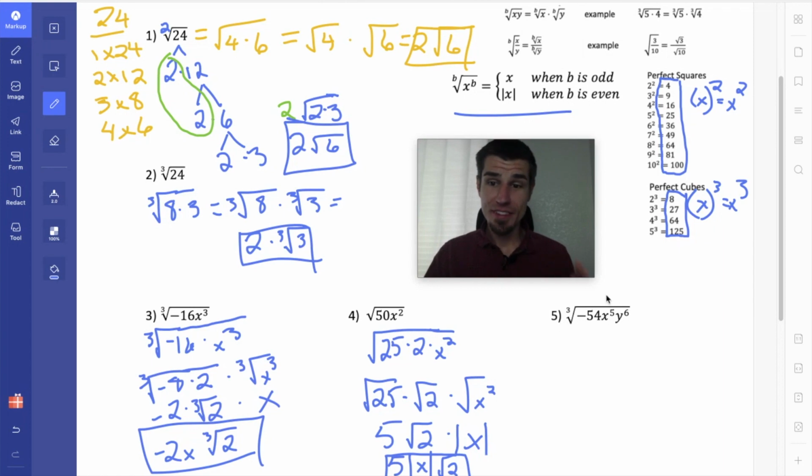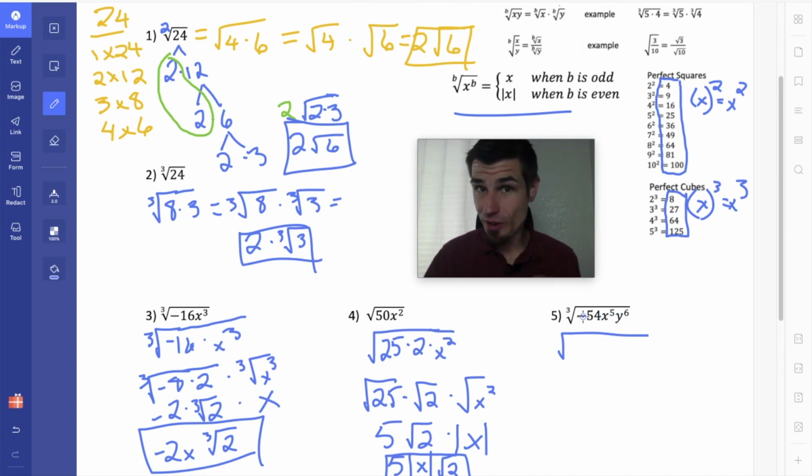So we have one last example here. We're going to kind of put it all together one more time. Let's do this. We have the cubed root of negative 54 times x to the 5th times y to the 6th. So you know the drill. We're looking for perfect cube factors because we have a cubed root, okay? So we can break all of these 3 factors into more factors.